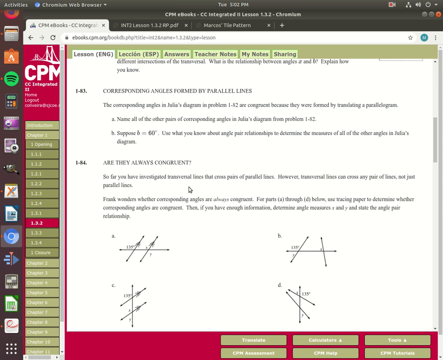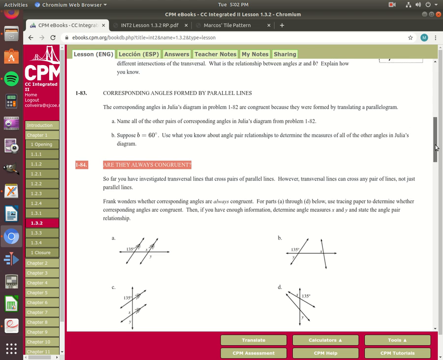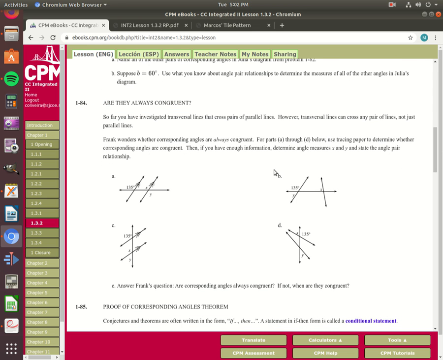So are they always congruent? So far you've investigated transversal lines that cross pairs of parallel lines. However, transversal lines can cross any pair of lines, not just parallel lines. So Frank wonders whether corresponding angles are always congruent. For parts A through D below, use tracing paper to determine whether corresponding angles are congruent. Then if you have enough information, determine angle measures X and Y and state the angle pair relationship.